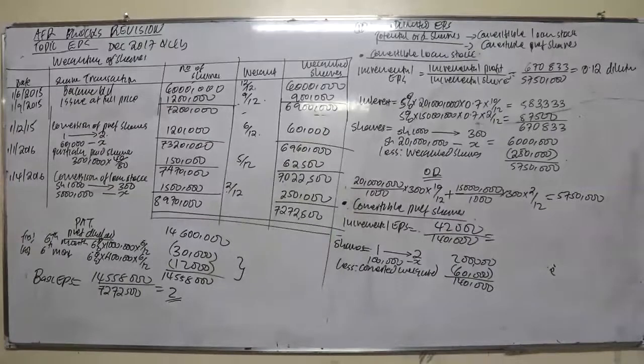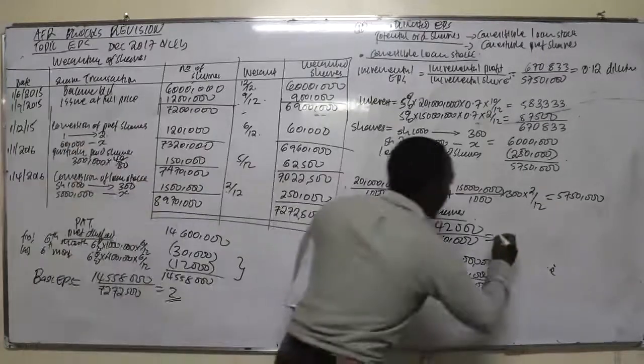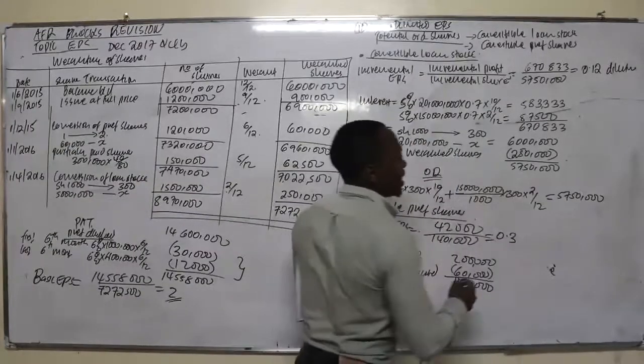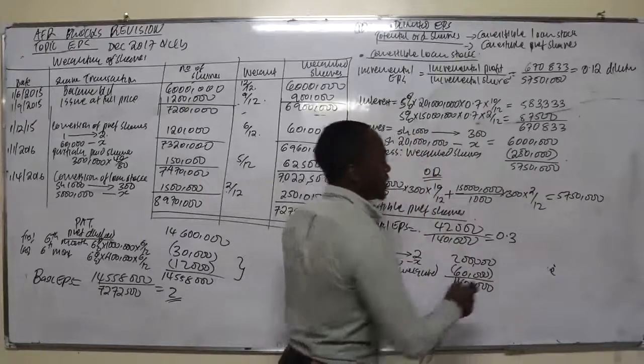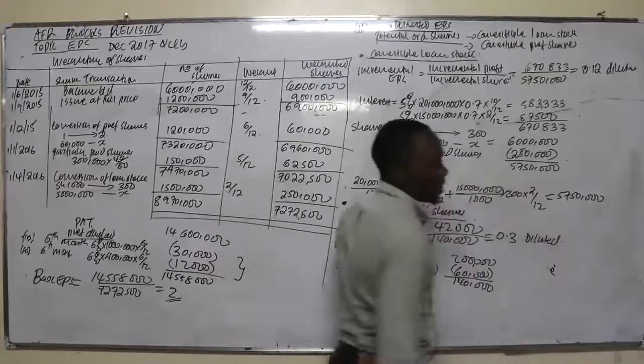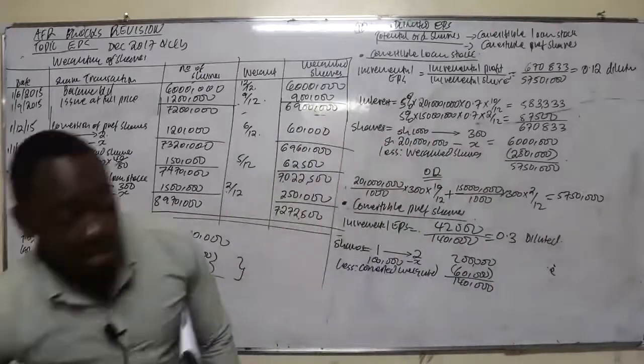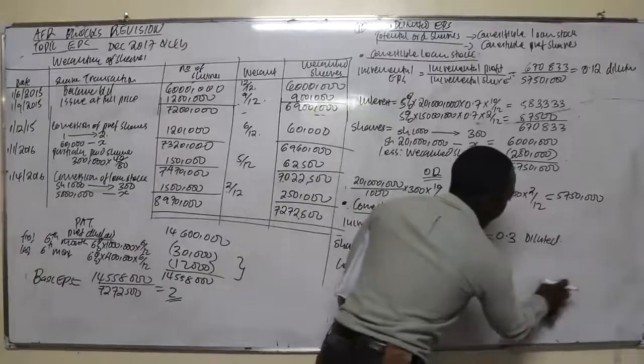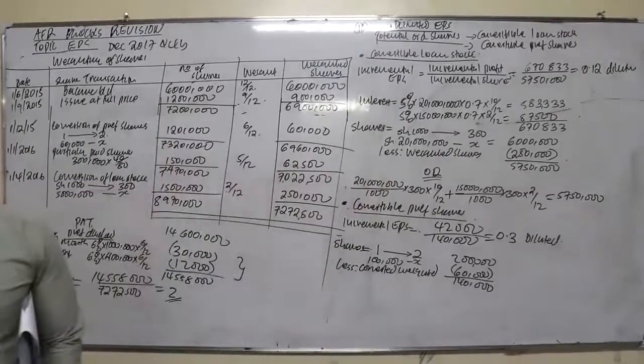Yes, don't give up. With revision, you will understand. You're getting 0.3. Diluted or undiluted? Diluted. So that one is diluted.